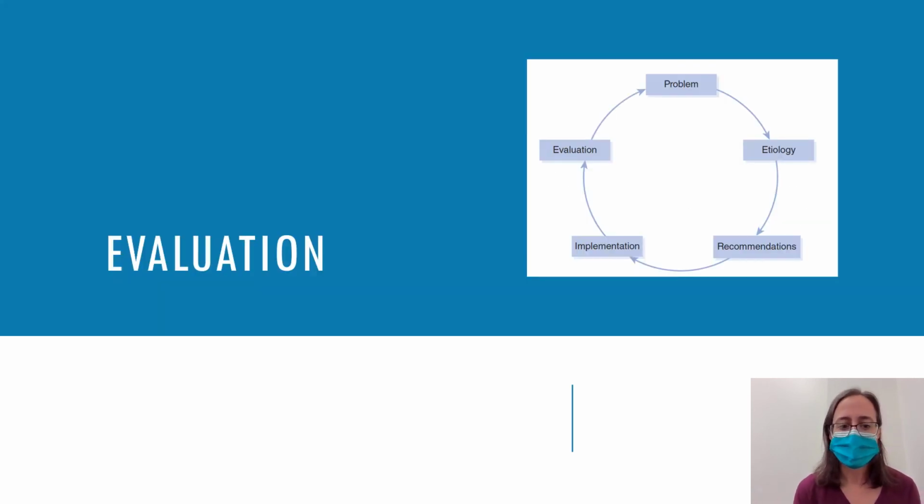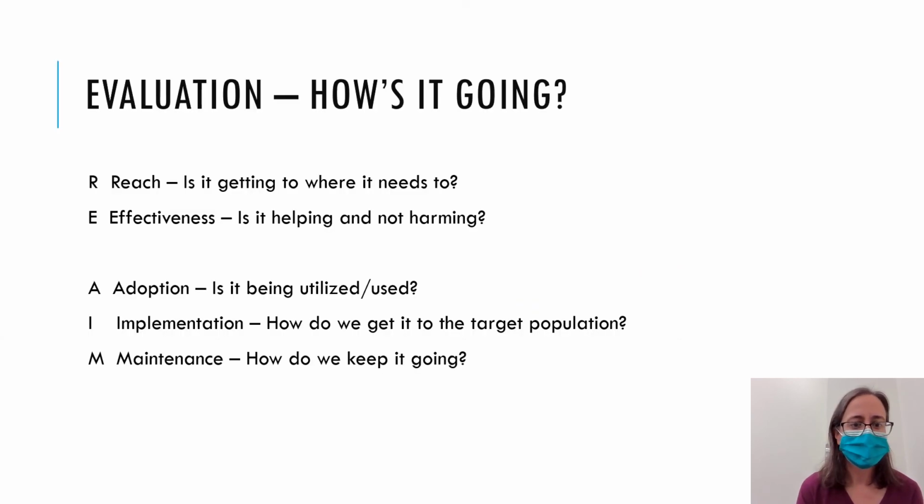Our final step is evaluation, right? Is it working? Is it doing any good? So how is it going? So REACH, is it getting to where it needs to, right? So in our vaccination campaigns, for example, are there areas where people aren't able to access vaccines, and how can we improve that and make it easier for them to get vaccines? Effectiveness, that's huge, right? So is it actually helping and not harming, right? Is it working the way we intended? And if not, why not?